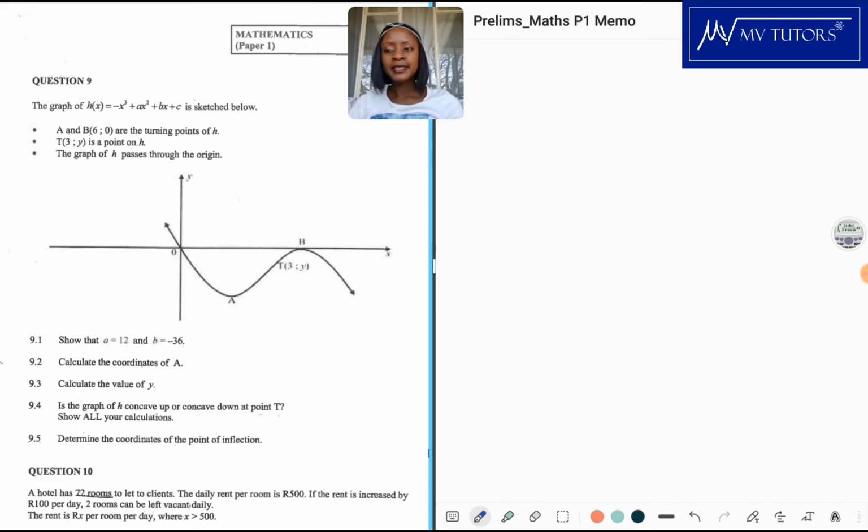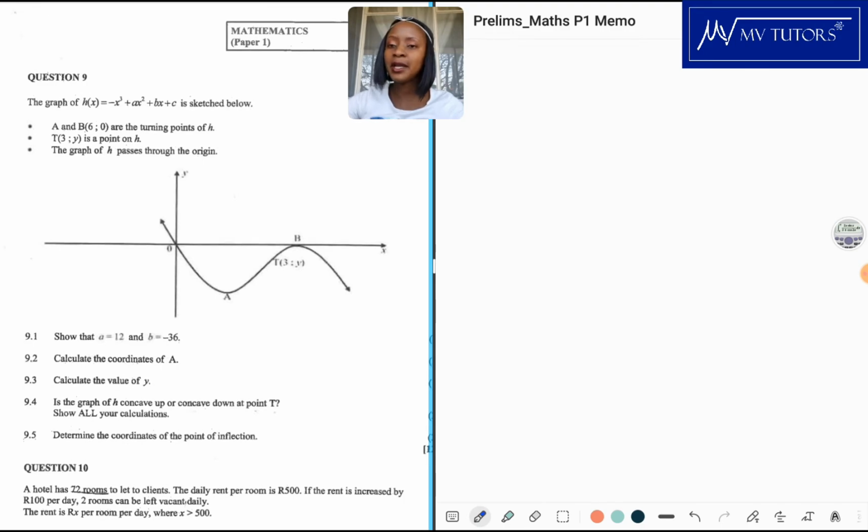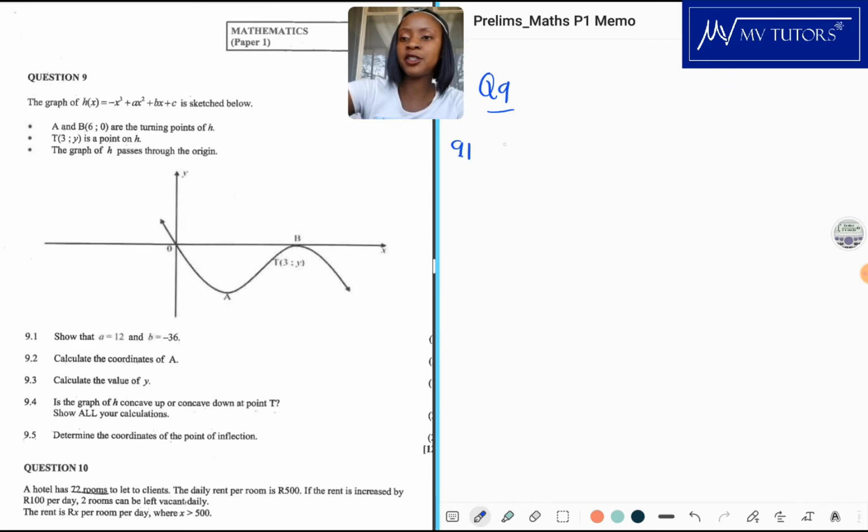So we have all the x-intercepts. Basically it's 0, 6 and 6, because at a turning point you have two values there. Now 9.1 says show that a is 12 and b is 36, and this is 3 marks. Okay, so 9.1, we're going to take the function h of x is equal to negative x cubed plus ax squared plus bx plus c.